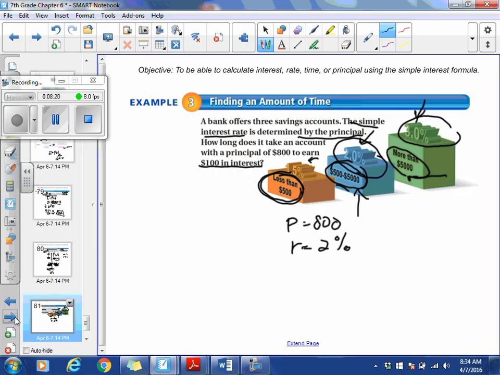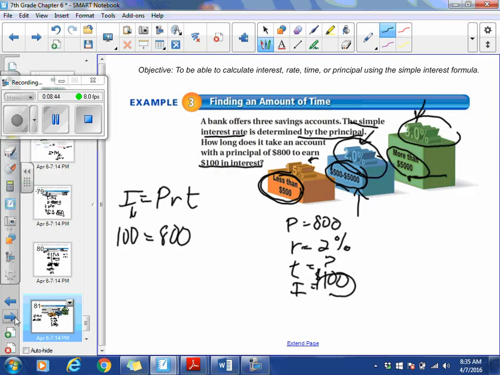And here, we want to know how many years, how much time it would take to earn $100 in interest. So time is question mark, interest is $100. Okay, so my formula, interest, you take principal times the rate times the number of years. We know the interest, it's $100. We want to know how long it'll take our money to earn an extra $100 for us. Principal is 800 times rate, which is 2%, times the time, that's what we don't know.